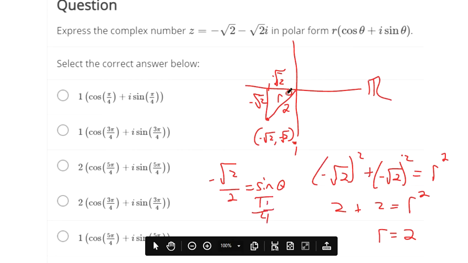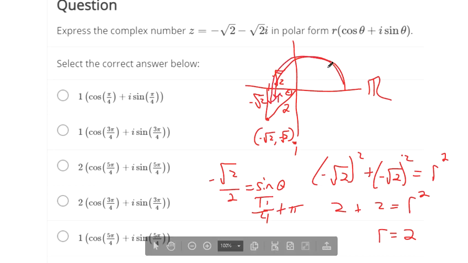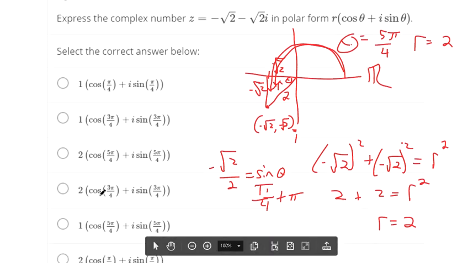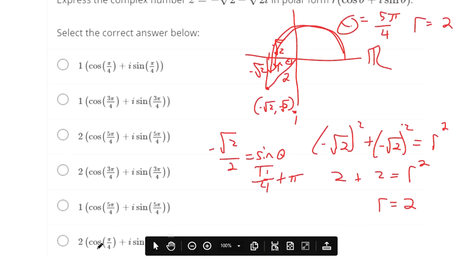So the reference angle is pi over 4, but the full angle is pi over 4 plus pi. So this is 225 degrees. So this is 5 pi over 4. Theta equals 5 pi over 4. So we have the two things we need for polar coordinates. We have r and we have theta. So let's see which one matches up. R needs to be 2, which we've got in these two options and this option here. And there's our 5 pi over 4 that we just found for theta. So this is the correct option.